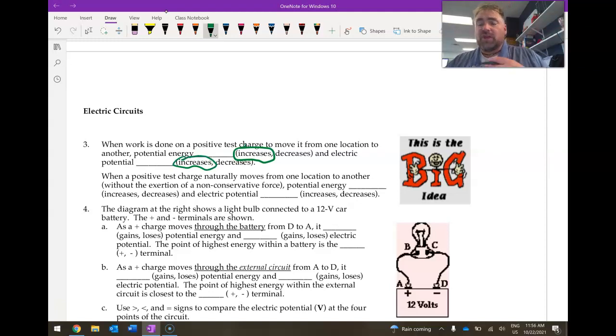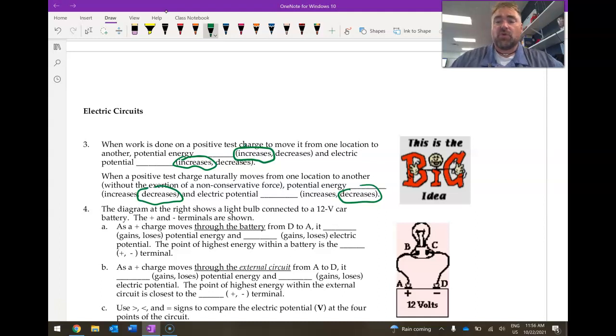So if we have to do work on it, we put energy into the system, then the potential energy and the electric potential will go up. So if it moves naturally from one location to the other, the potential energy in that case will decrease along with the electric potential.